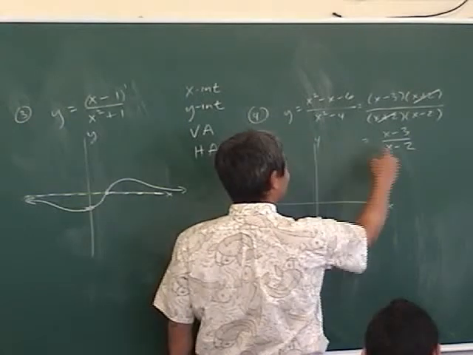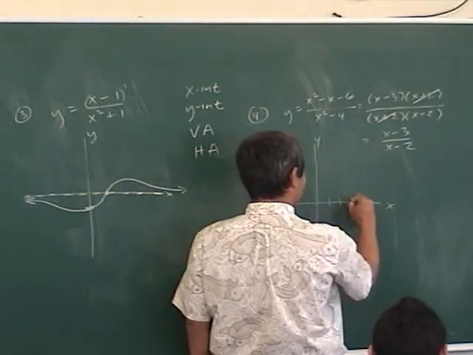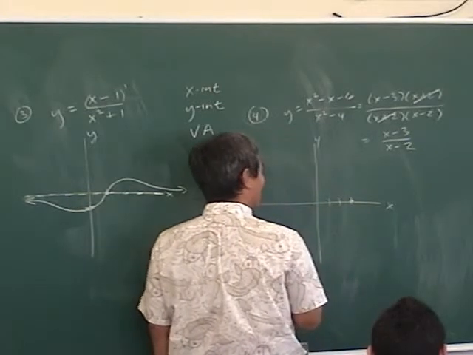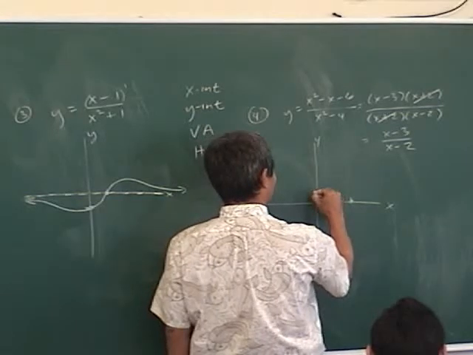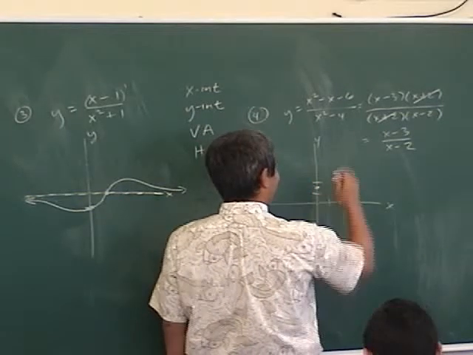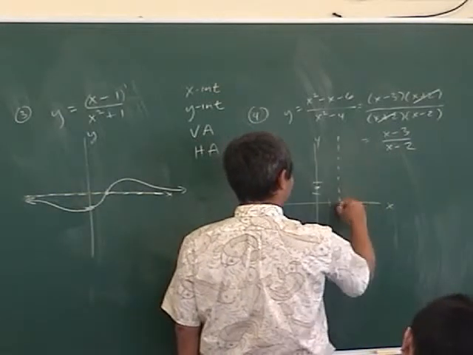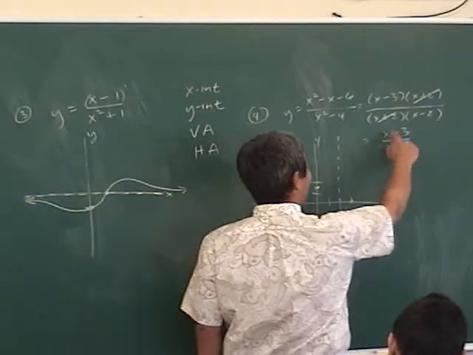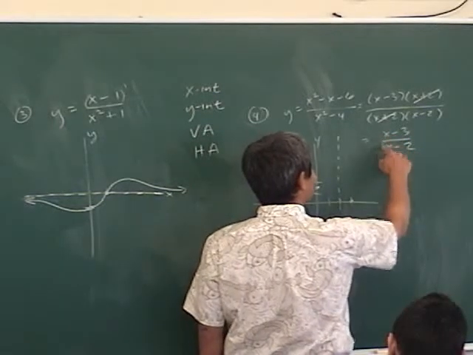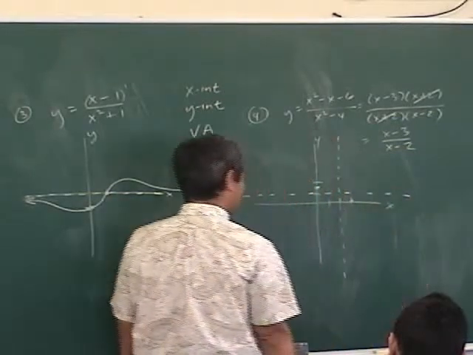Okay, so you look at this graph, go through the 4 steps. X-intercept. What makes the top 0? Y-intercept. Plug in 0 for x. 3 halves, 1.5. Vertical asymptote is when the denominator is 0. x equals 2. And horizontal asymptote. If the power on the top and the bottom are the same, you look at the coefficients. y equals 1.